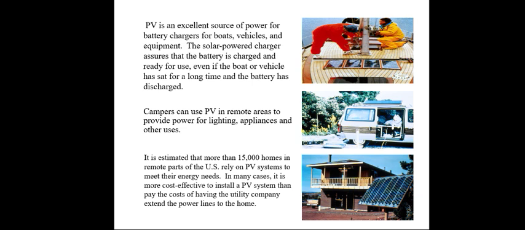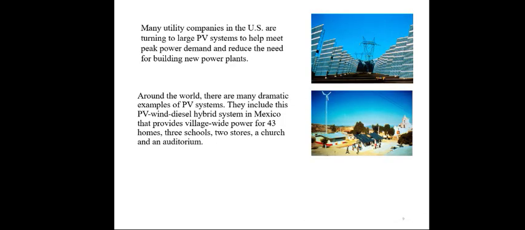The solar powered charger assures that the battery is charged and ready for use even if the boat or vehicle has sat for a long period of time and the battery has been discharged. Campers can use PV in remote areas to provide power for lighting applications and other uses. Many utility companies in the US are turning to large PV systems to help meet the peak power demand and reduce the need for building new power plants. Around the world, there are many dynamic examples of PV systems.